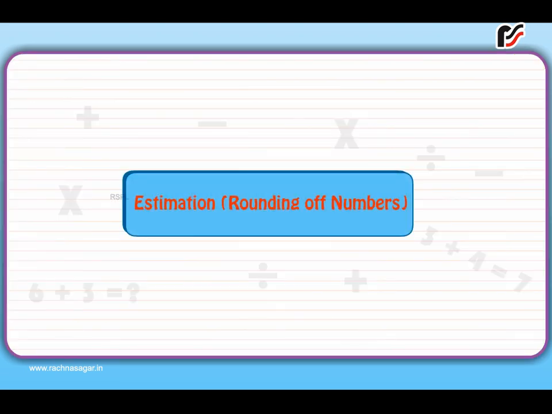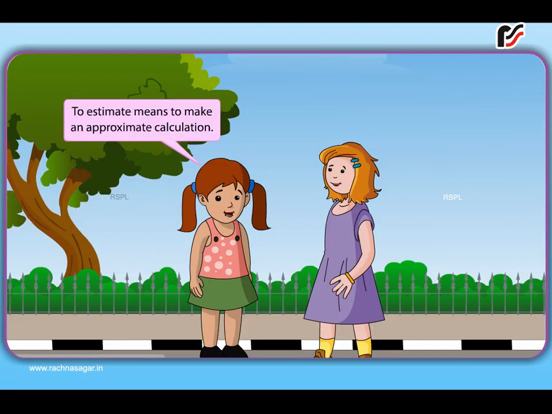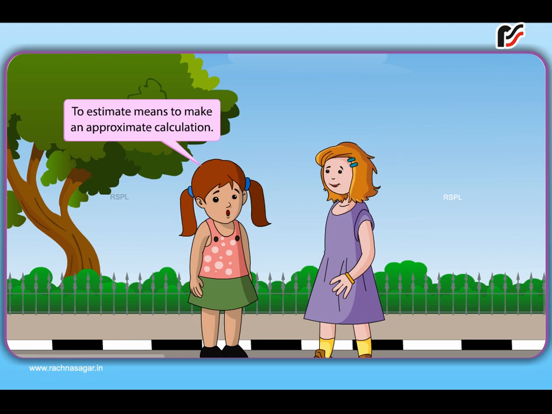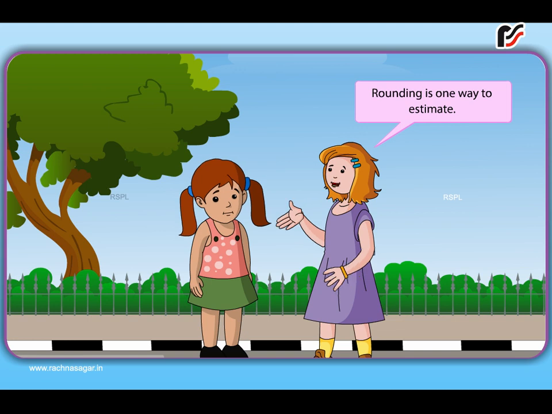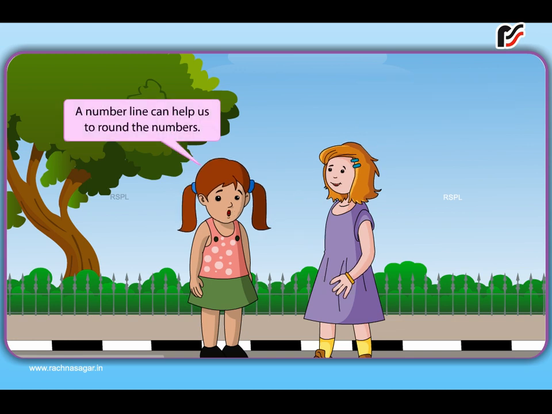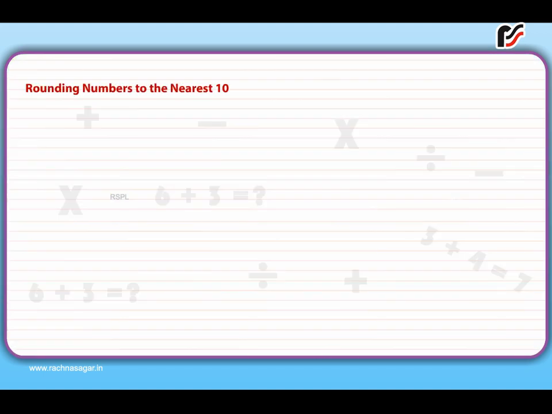Estimation, rounding of numbers. To estimate means to make an approximate calculation. Rounding is one way to estimate. A number line can help us to round the numbers. Rounding numbers to the nearest 10. Round 62 and 68 to the nearest 10.